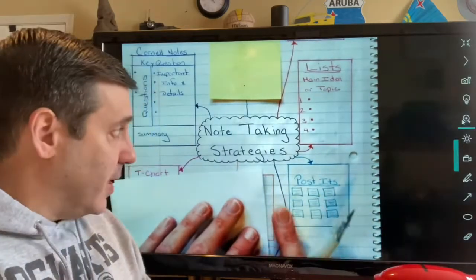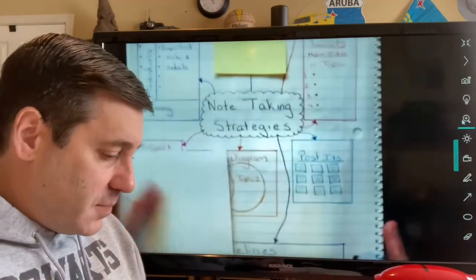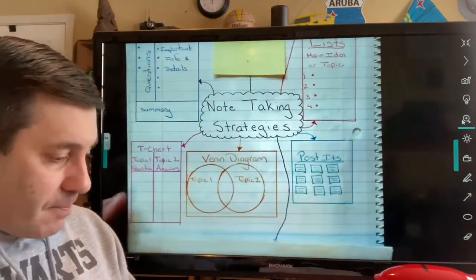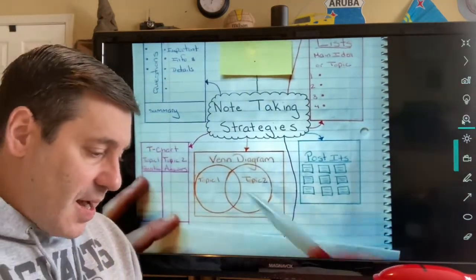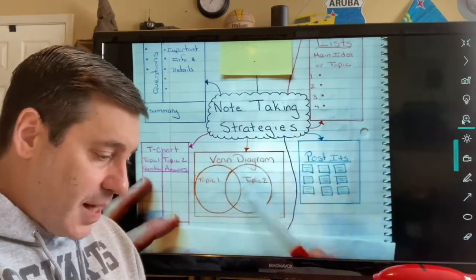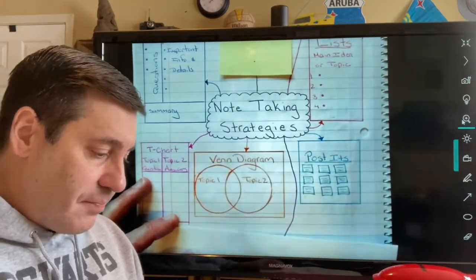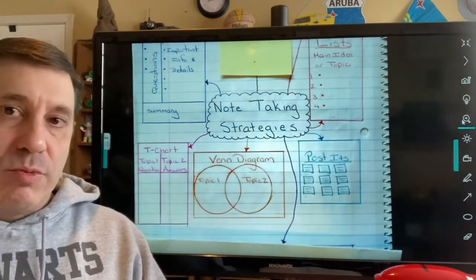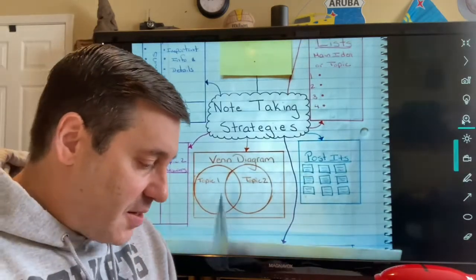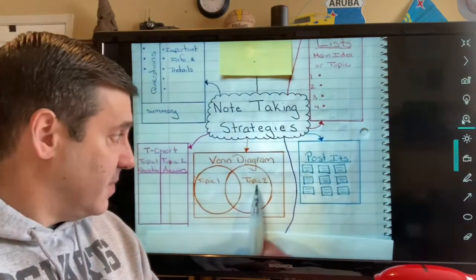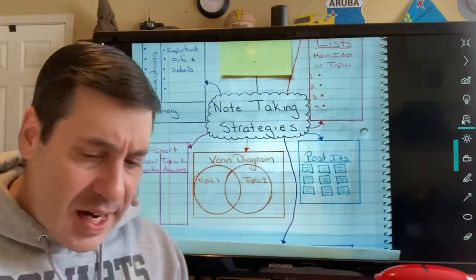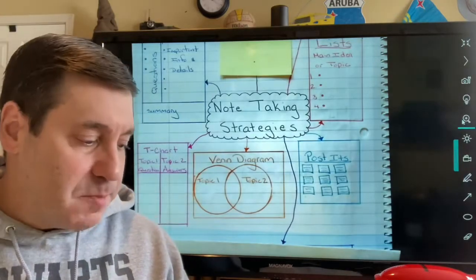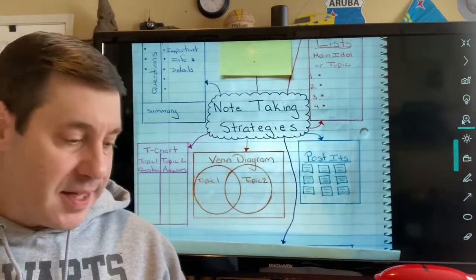Okay, continuing, the next one we have here is a Venn diagram. You can see here I've just drawn a rectangle and labeled it Venn diagram. You guys know that a Venn diagram is used to compare and contrast things. So here I have topic 1, topic 2, and I've just drawn a picture of my Venn diagram. This is a really good way to take notes, especially when you are comparing and contrasting things.